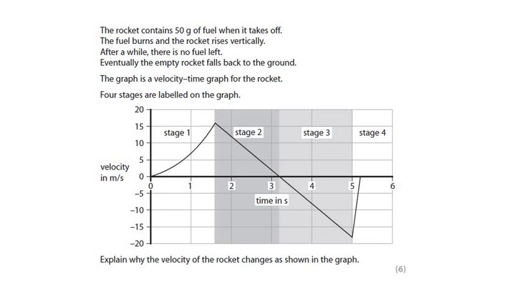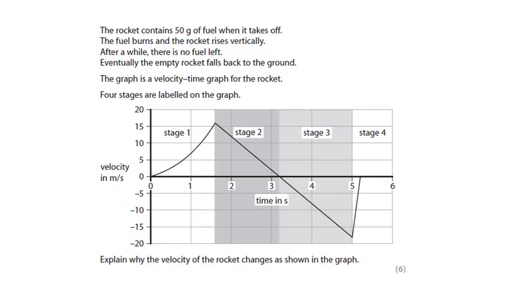In this video, we'll take a question on velocity time graph. So let's have a look at it. The rocket contains 50 grams of fuel when it takes off. The fuel burns and the rocket rises vertically. After a while, there is no fuel left. Eventually, the empty rocket falls back to the ground.